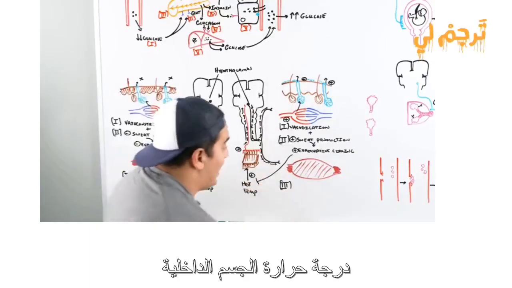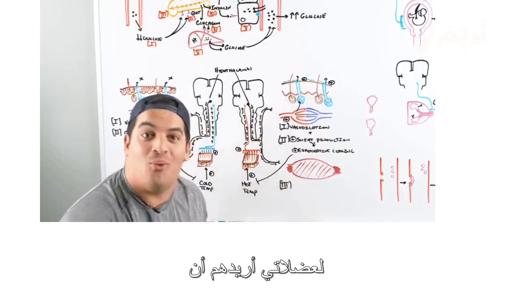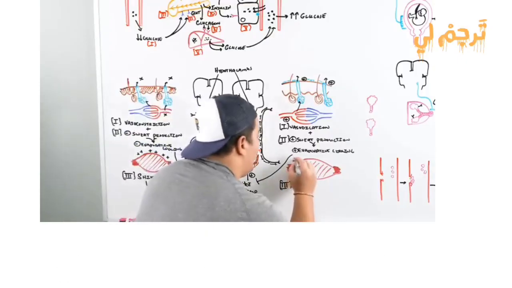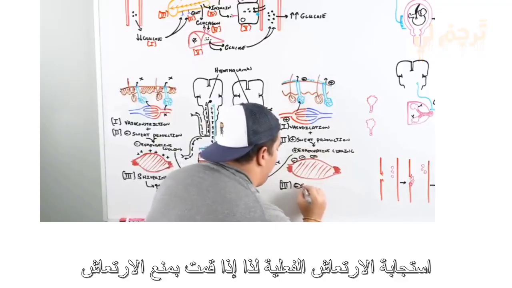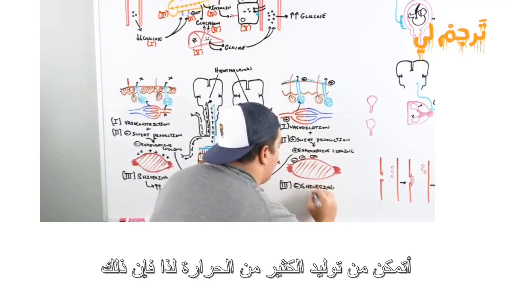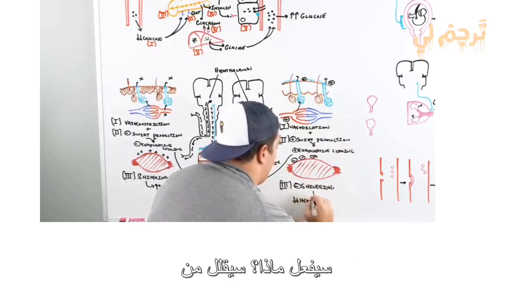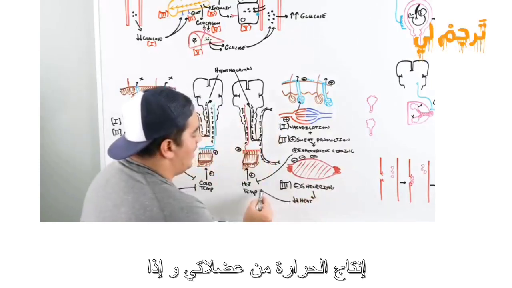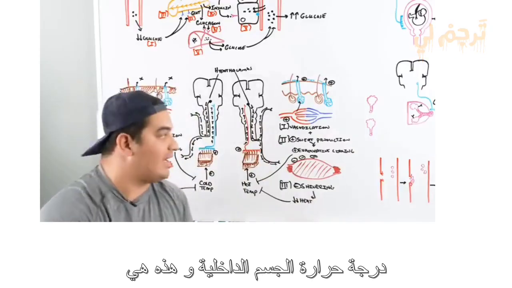Same concept, what am I going to do to my muscles? Do I want them to shiver now to generate heat? No, I don't want them to shiver. So I'm going to inhibit the shivering response. If I inhibit shivering, I won't be able to generate a lot of heat. So then that'll do what? That'll decrease the heat production from my muscles. And if I decrease the heat production, that'll decrease the increase in the internal body temperature. And that's the counteractive response.